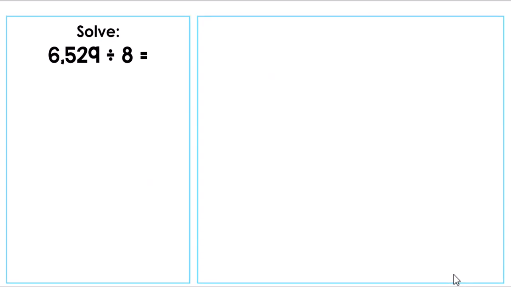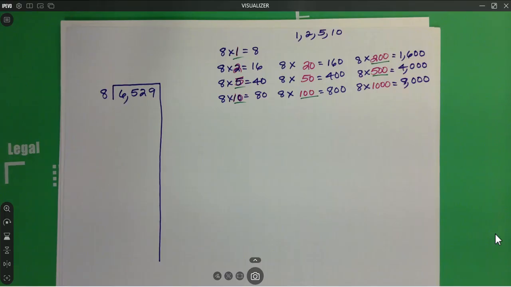First, we are going to solve the problem 6,529 divided by 8. I've shown you how to subtract partial quotients using 1, 2, 5, and 10. I'm going to show you that first, and then I'm going to show you how to use some other math facts that you might know. Here I have listed all of the facts of 1, 2, 5, and 10, and you can see that I did 8 times 2, 8 times 20, 8 times 200. If you know what 8 times 2 is, then you know what 20 and 200 is.